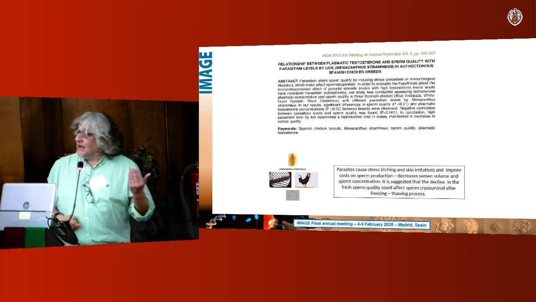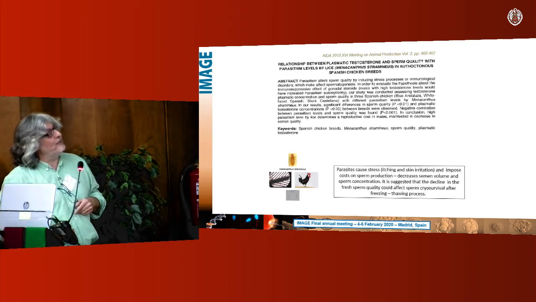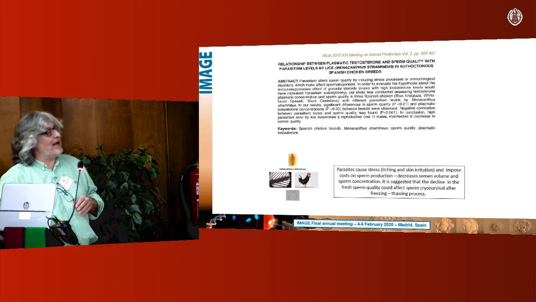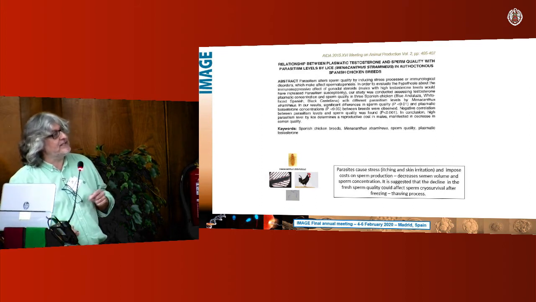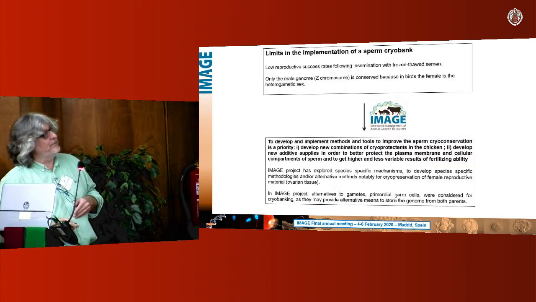Subclinical health problems, health factors, are very important in free range. For example, the presence of parasites in some animals induces stress from itching and skin irritation that may affect the cryosensitivity of sperm during the process.